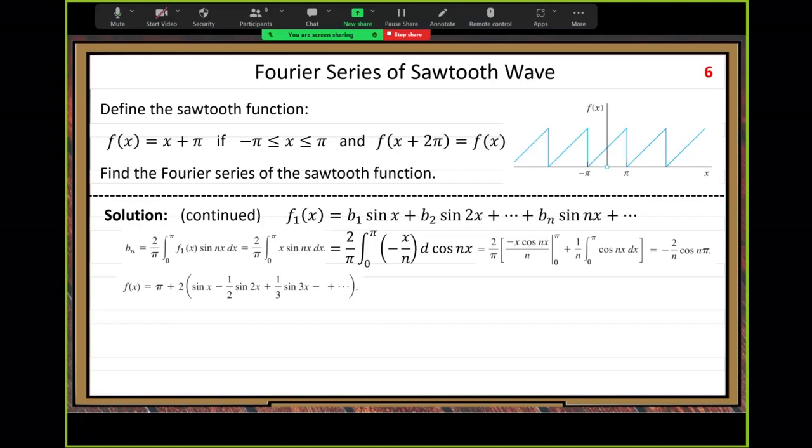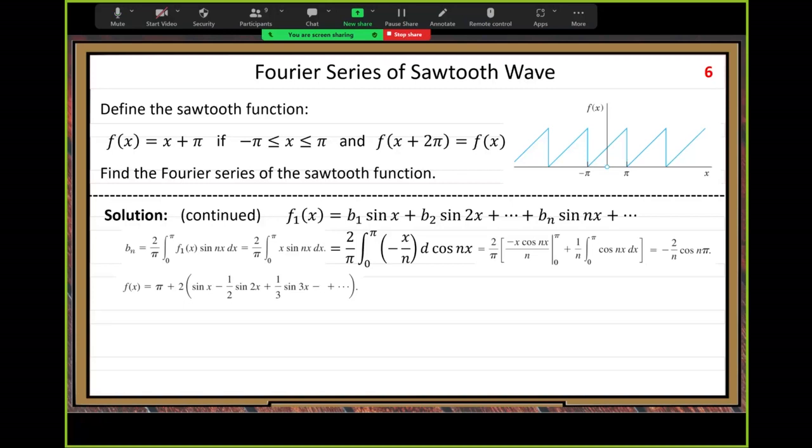Then remaining from f1, that 2, because for this b coefficient you always have that 2 over pi thing, right? So this pi can cancel out. 2 over pi.